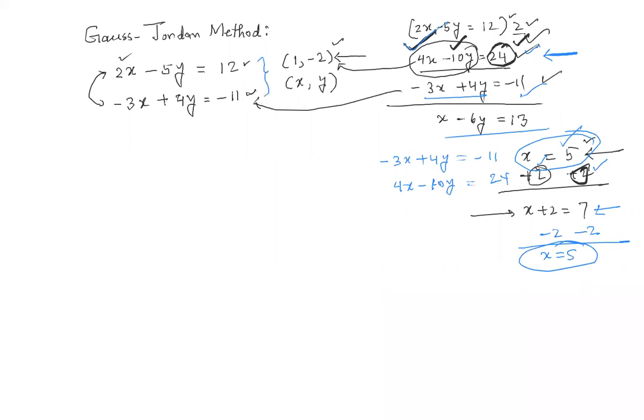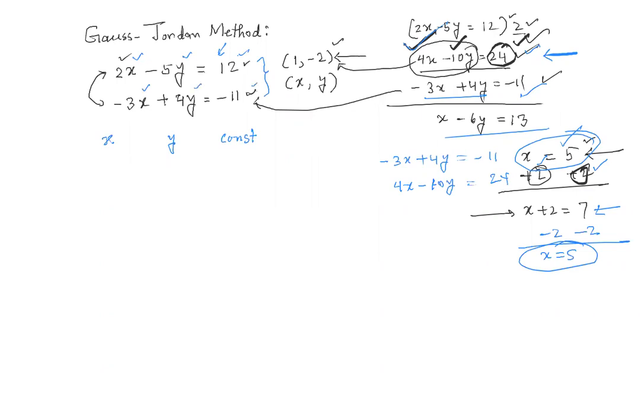What I'm going to do is create an x column, which we did before. I'm going to create a y column, and I'm going to create a constant column. So you have to write the equation exactly in this structure: x, y, and constant on the right, in that order.